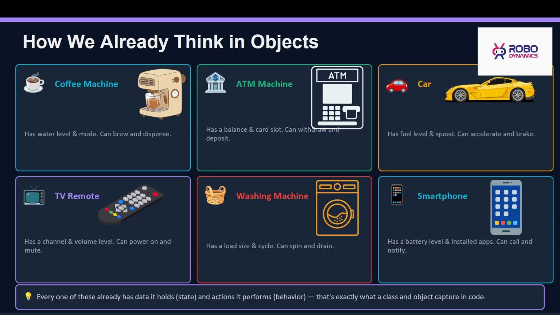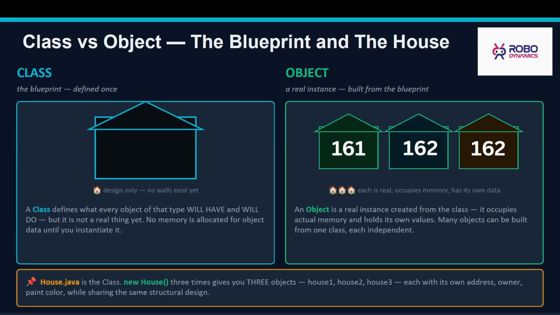Washing machine, you can check the load size and cycle, it can spin and drain. Smartphone, it has a battery level, you can make a call. Nowadays you can watch movies on YouTube, etc. in the phone itself. Each one of these is basically what you can call objects. Now, what exactly is an object? Before that, you should understand what exactly is a class.